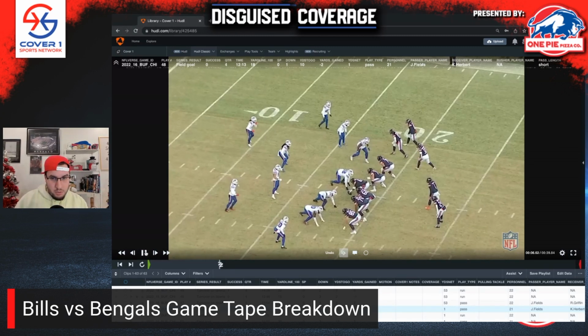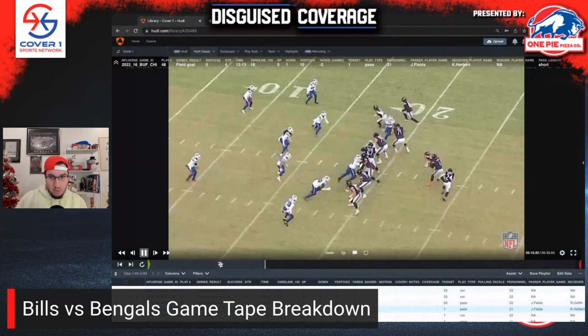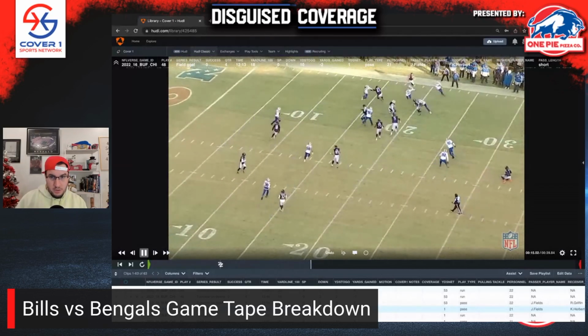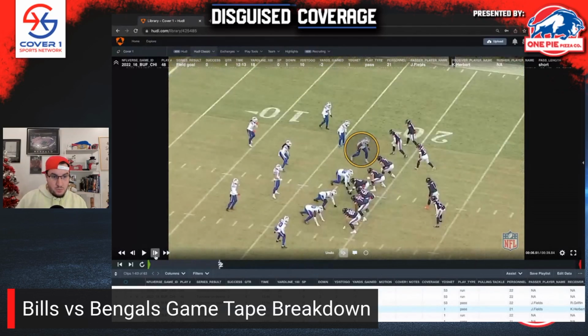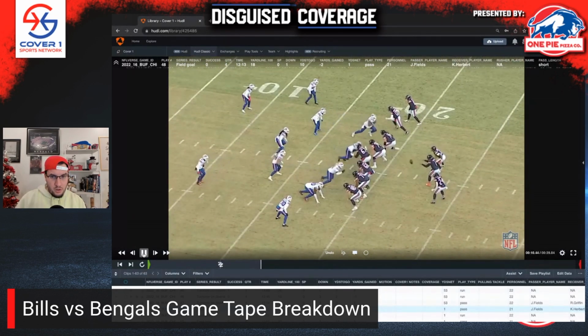Watch Greg Rousseau on this play. Watch as he gets cut. He doesn't take his eyes off the ball. Head up, following the ball, makes a play. His length and his frame show up. Tremendous hustle, effort. I'm going to slow it down again.